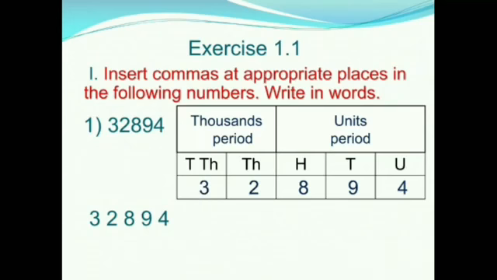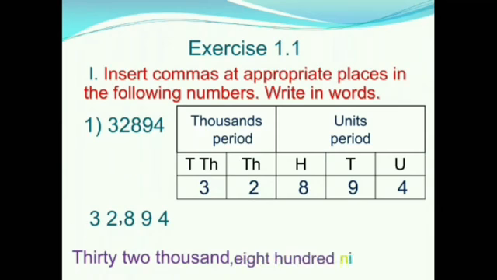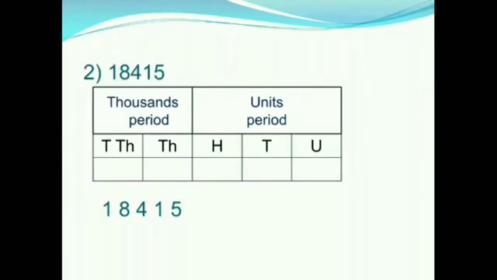Now we will put comma. Comma we will put after each period. This means that the first comma is put after the hundreds digit. In the hundreds place we have 8. So we will put comma after 8. Now read this number: 32,894. Like this only we will solve second one.